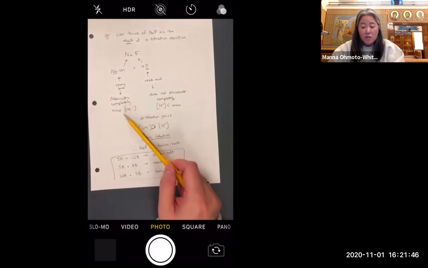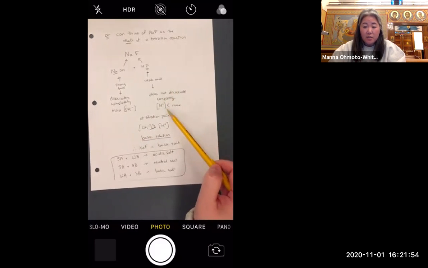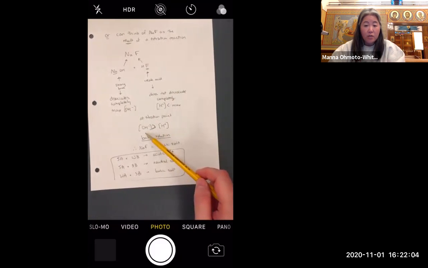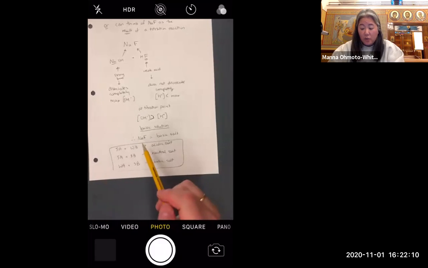So this dissociates completely. I have maximum hydroxide ions at titration, but this does not dissociate completely, so I have less than maximum hydrogen ion concentrations at titration. So at the titration point, I will have more hydroxide ions than I will have hydrogen ions. That's a basic solution. So again, sodium fluoride is a basic salt.